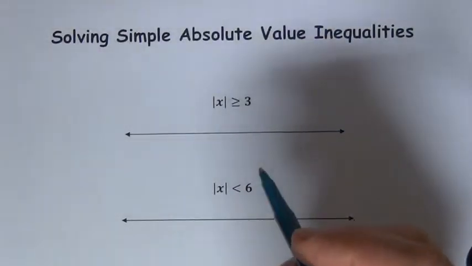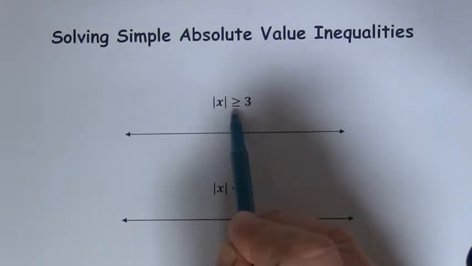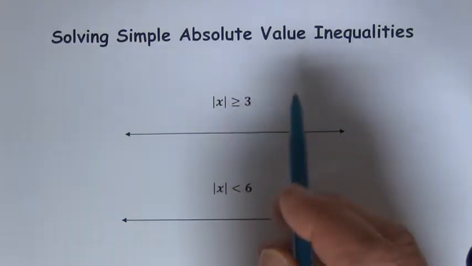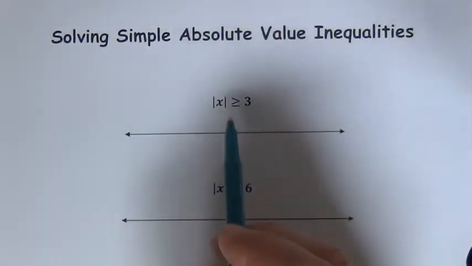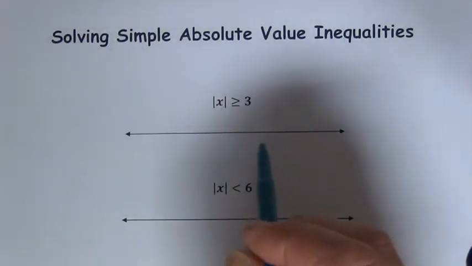Now time to take a look at what happens when we mix the idea of what we've done with absolute values and inequalities, and solve inequalities that involve both things. So this is a simple inequality with an absolute value. It says the absolute value of x is greater than or equal to 3.